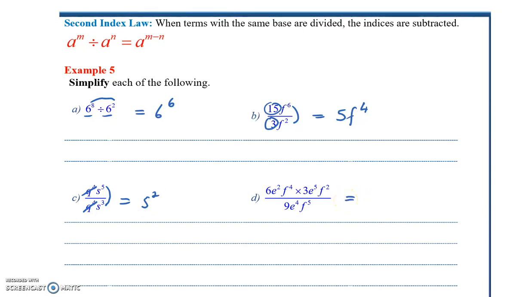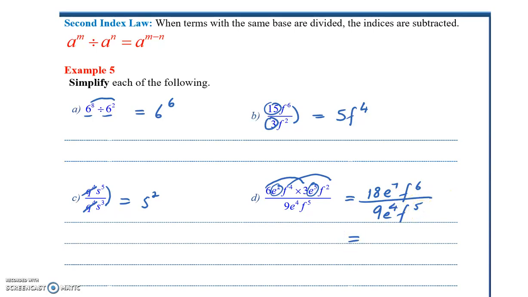This one looks a little bit more complex. We'll have to simplify the numerator first. 6 times 3 is 18. e squared and e to the 5. We add those powers. 2 plus 5 is 7, so that's e to the 7. f to the 4 times f squared is f to the 6. All over 9e to the 4, f to the 5.